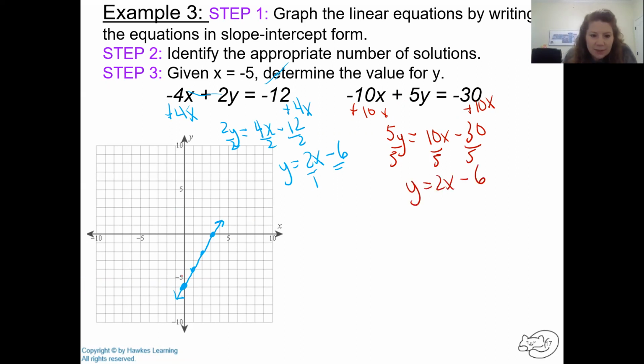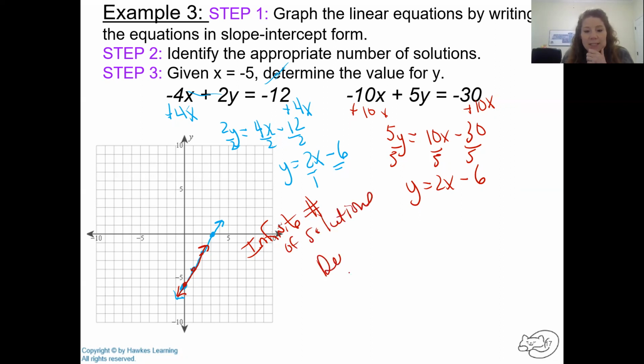So guess what? We have the same two lines on top of each other. So that means an infinite number of solutions. Infinite number of solutions. And what's our word? Our word is dependent.